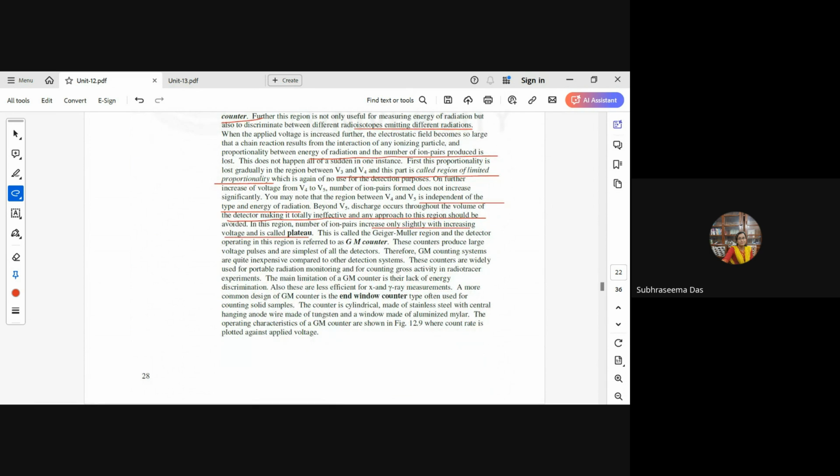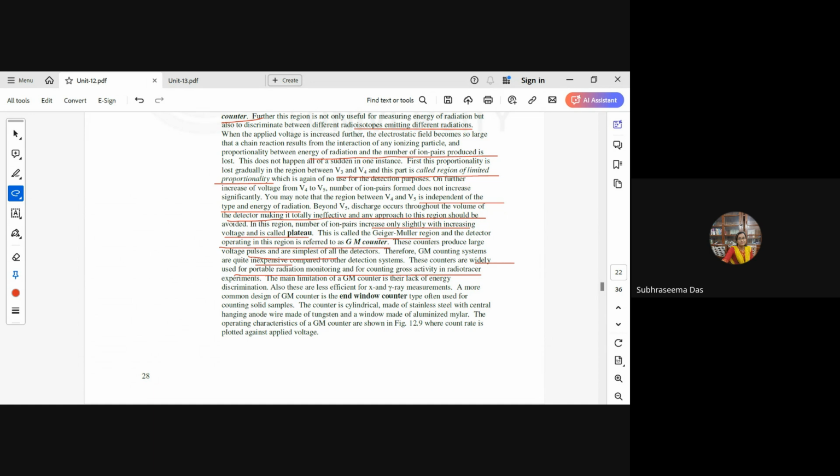So this is the GM region, that is the Geiger-Muller region, and the detector that operates in this region is called a GM counter or Geiger-Muller counter. These counters produce large voltage pulses, and they are the simplest of all the detectors. Therefore GM counting systems are very inexpensive, and they are widely used for portable radiation monitoring and counting the gross activity of radioactive elements.